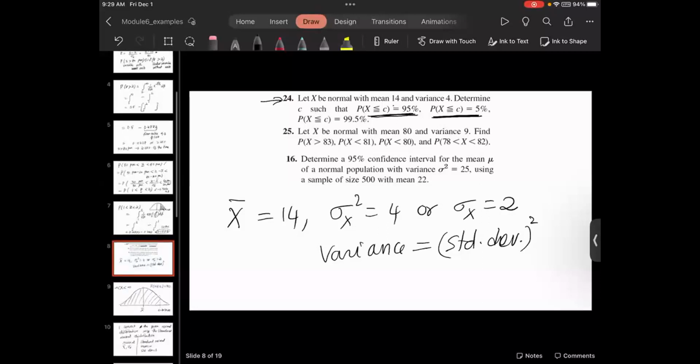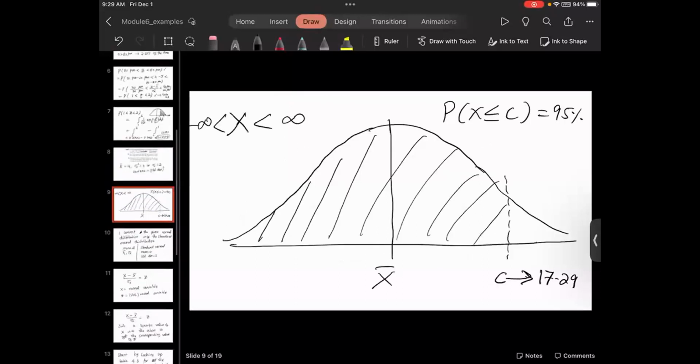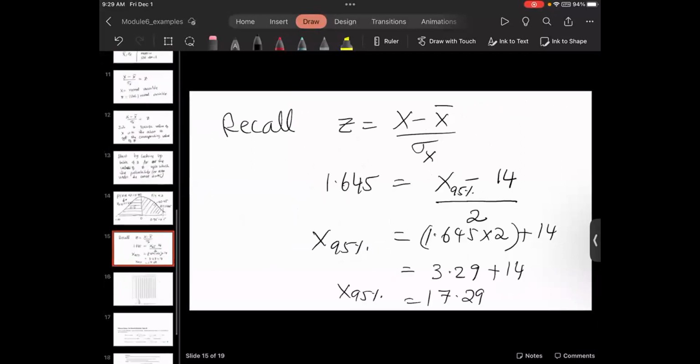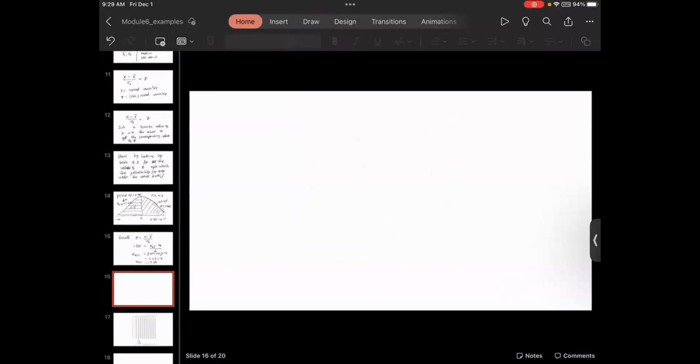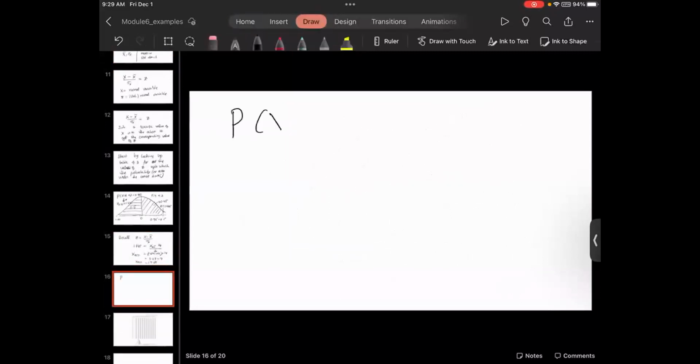That is, if you go back to this picture, this is for 95%. We now want to pick the value of C such that it leads to 5%. So X taking all values all the way from minus infinity to C, that leads to 5% probability. That'll be interesting. So let me start a slide, and then we want to find the value of C that leads to 5% probability.